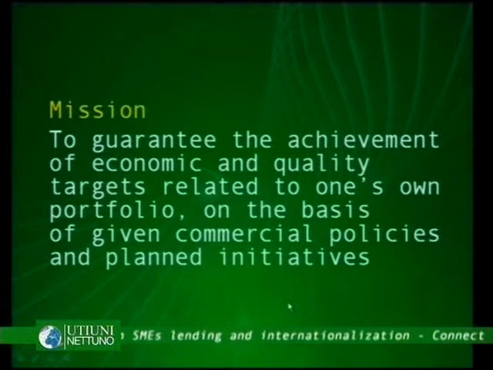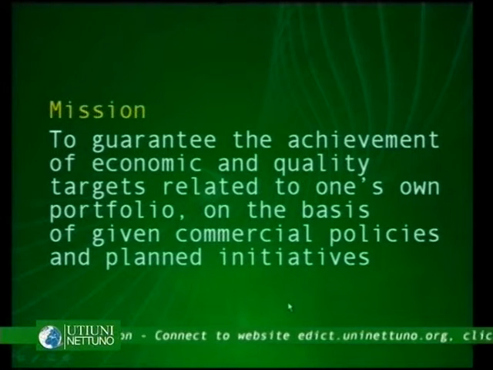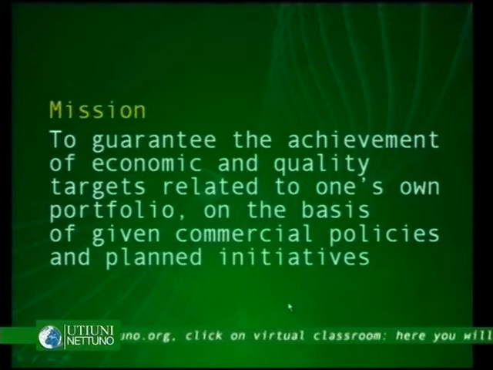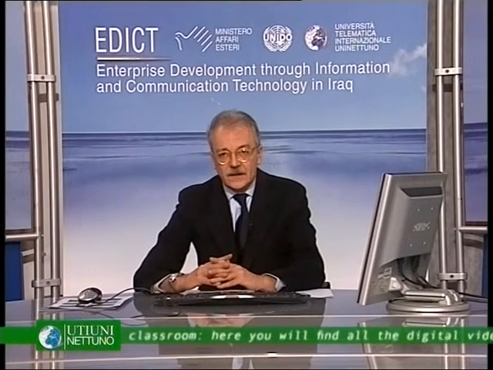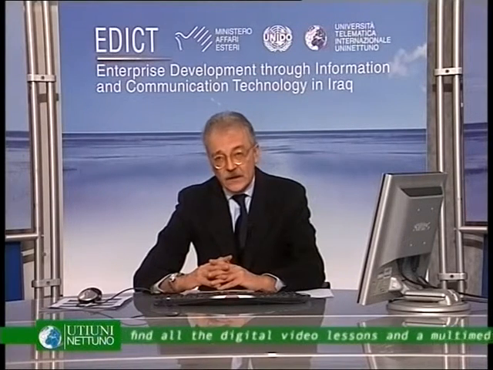The mission is to guarantee the achievement of economic and quality targets related to the one's own portfolio on the basis of given commercial policies and planned initiatives. This is meaning that the corporate relationship manager is not playing alone. He is working with methodology and is contributing to the achievement of the general bank targets.